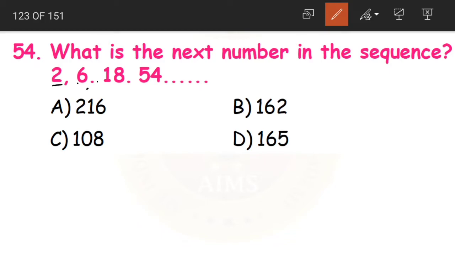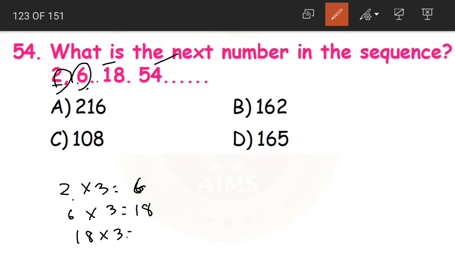How will we get 6? 2 threes are 6. First we are having 2, so we'll get 2 threes are 6. Then we have 18. How will we get it? 6 into 3 is equal to 18. Then we have 54. How will we get it, children? 18 into 3 is equal to 54. So what are we understanding? When the previous number is multiplied by 3, we will get the next number.